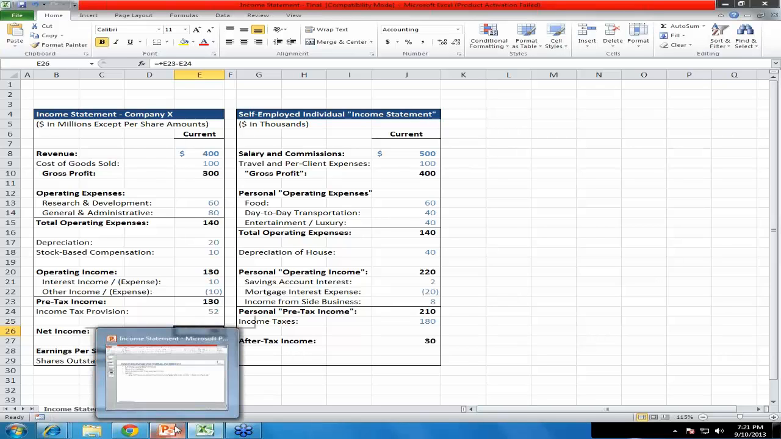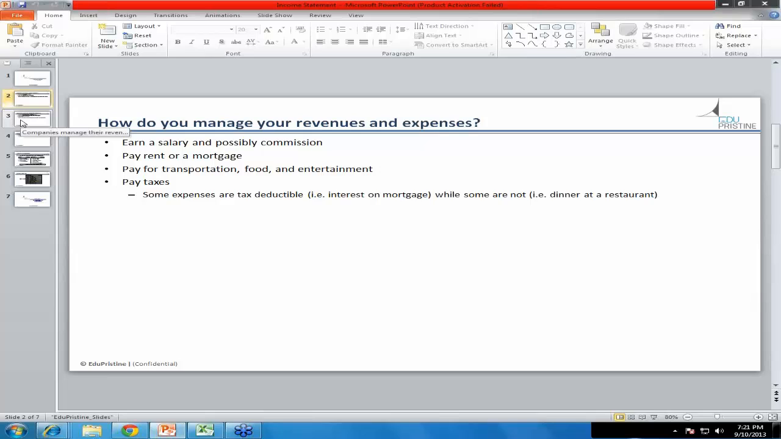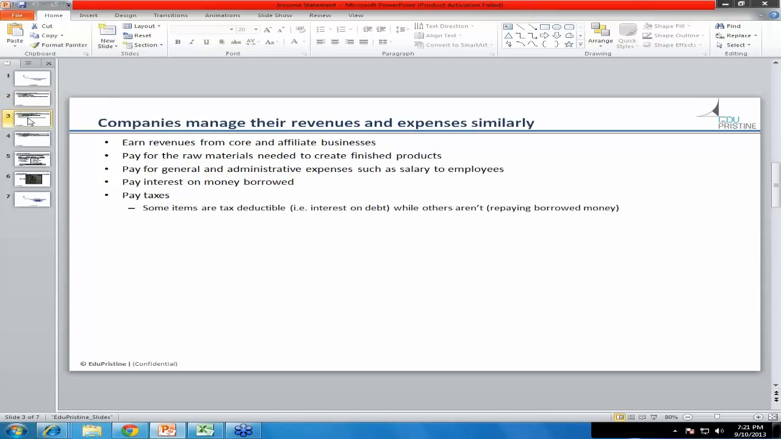So now back to the presentation that was shared with you earlier. We went over exactly how we as individuals manage our revenues and our expenses. We compared that to how companies actually manage their revenues and expenses. You have the slides in front of you. You can go over them yourselves. But I gave you an actual example of what an income statement for a company and an income statement for a person looks like.